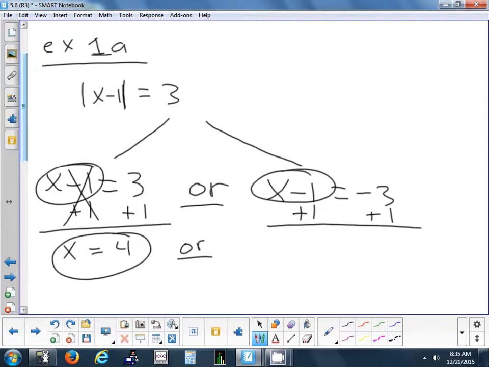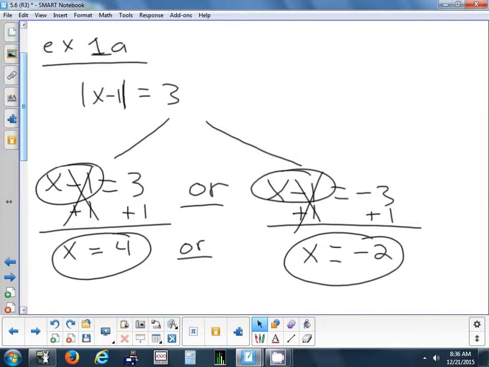So this cancels out. You get x equals, how about Ben, what's negative 3 plus 1? Negative 2. Okay, and those are our 2 answers.